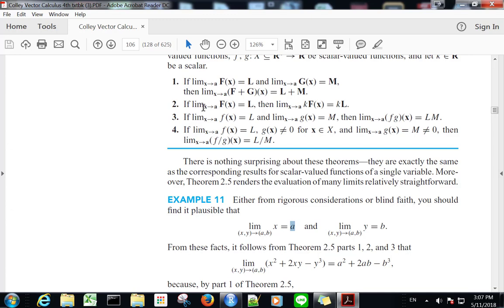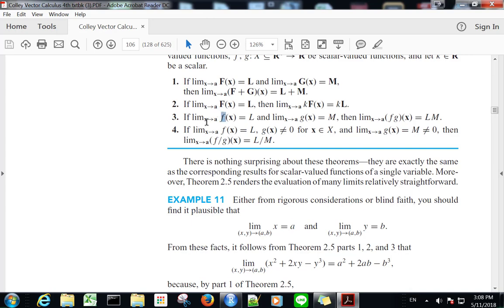If the limit as x goes to a of capital F is L, then you can ask, what about k, some scalar times f? It will just be kL. So these have to be proved using that rigorous definition that we just saw before.